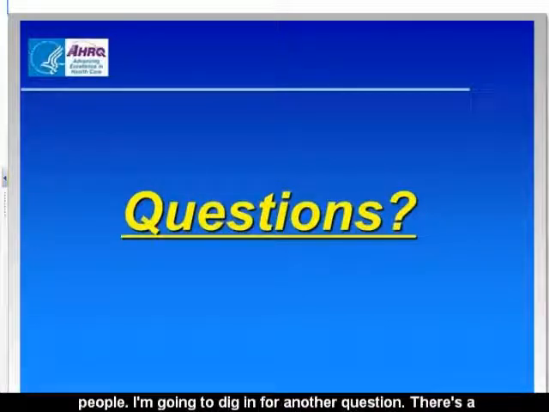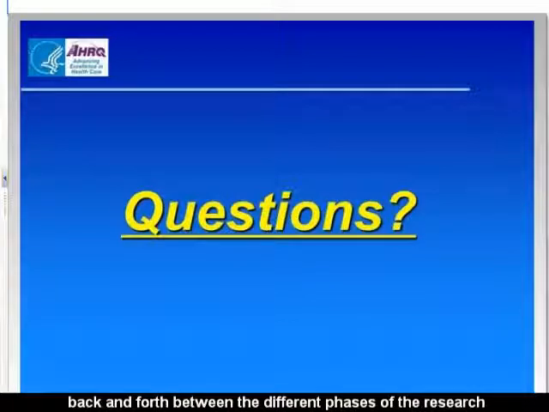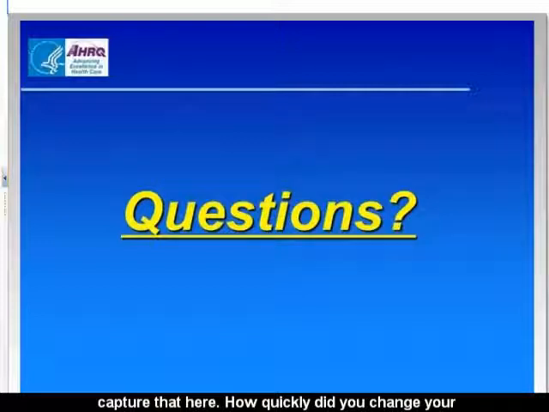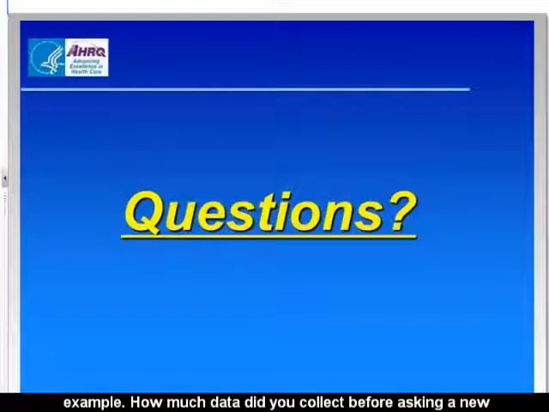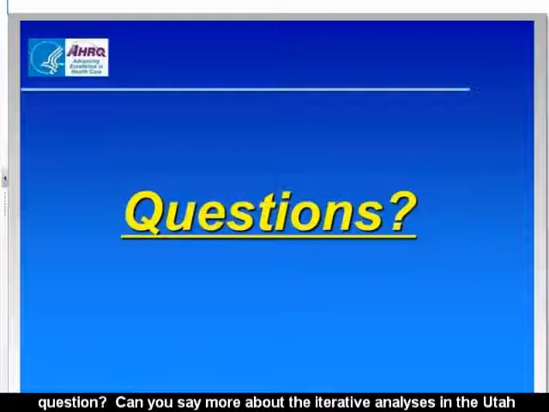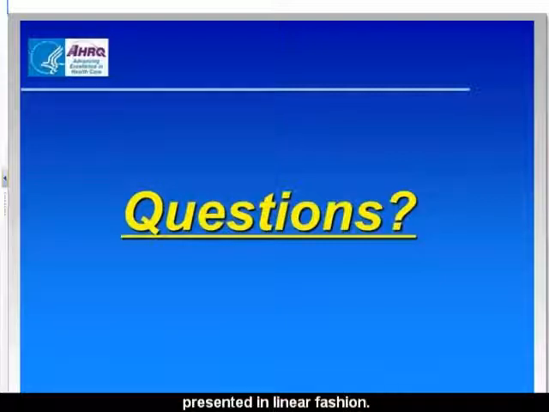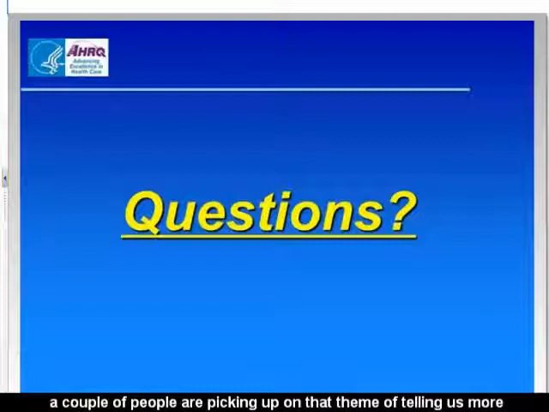There are a number of questions about the iteration process of moving back and forth between the different phases of the research that were described in the Utah project, and I want to see if I can capture that here. How quickly did you change your questions? For example, in the Team 1 and Team 5 example, how much data did you collect before asking a new question? Can you say more about the iterative analyses in the Utah project? This is a separate question. Much of the data was presented in a linear fashion. To what degree did the data collections inform each other? So I have a couple of people who are picking up on that theme of telling us a little bit more about how you move from one data collection or data analysis phase to another.